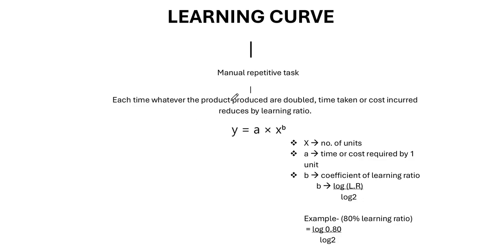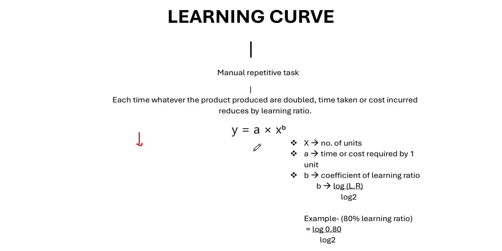Imagine you are doing a manual task, maybe assembling a product. The first unit takes a lot of time, but as you keep repeating the same work, you become faster. That means time per unit decreases, cost per unit also decreases, and this reduction happens at a constant rate, which we call the learning ratio. For example, if the learning ratio is 80%, it means every time production doubles, the average time per unit becomes 80% of the previous level.